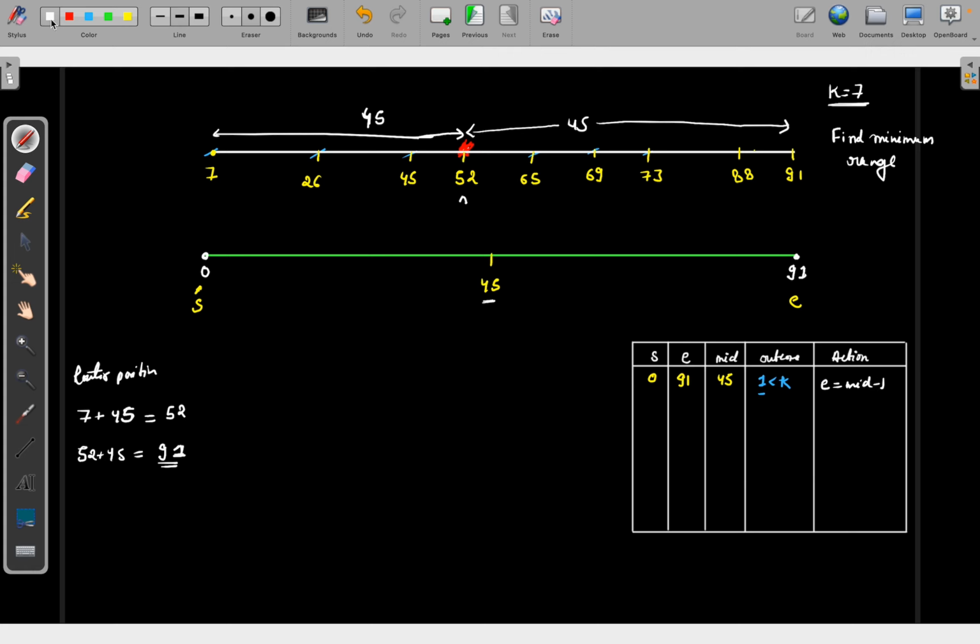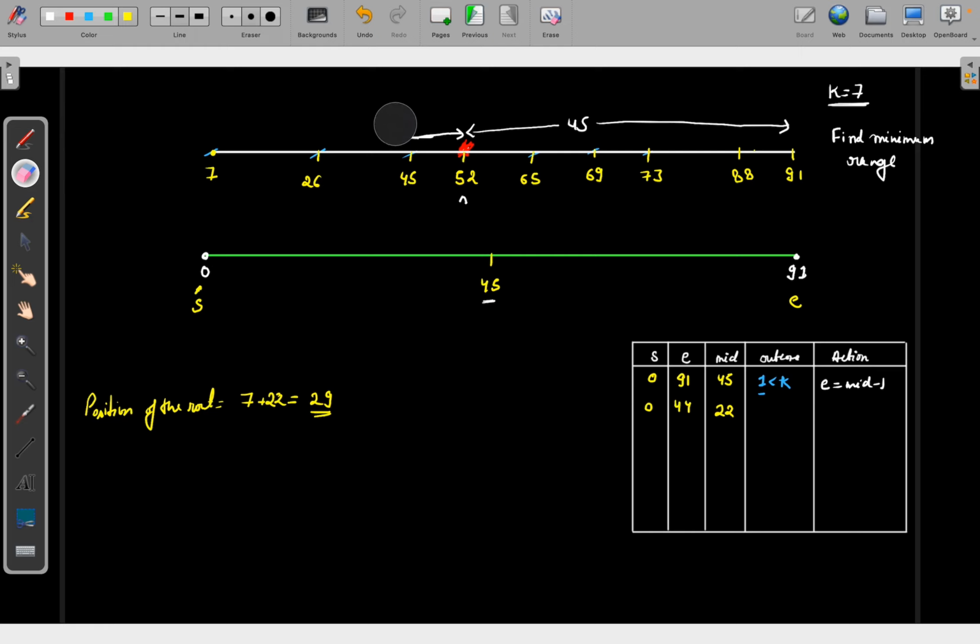If I do mid minus 1, it will be 0 to 44, and I will find out the mid. What will be the mid? 44 by 2, that will be 22. So again I will start with 22. What will be the position of the router? The first house 7 plus 22 will be 29, I guess. So I will plant my Wi-Fi router at 29.